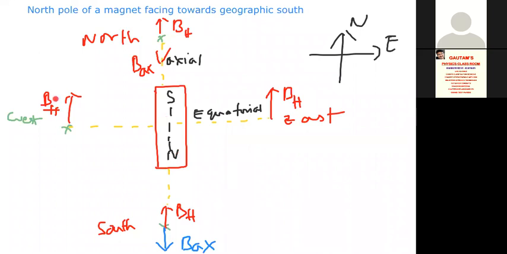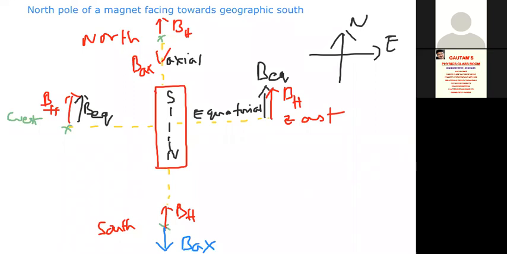When we observe at west and east, this line is the equatorial line. For the equatorial line, the magnetic moment is south to north. Magnetic moment south to north means B equatorial is opposite. So B equatorial opposite means B equatorial will be in which direction? North to south. B equatorial will be in the direction of north to south.